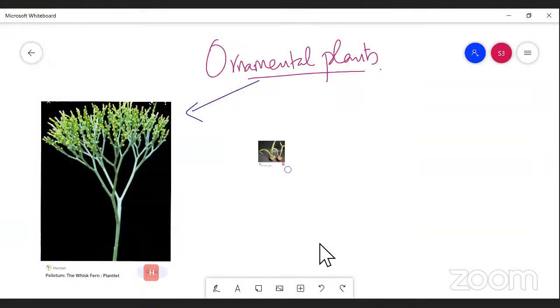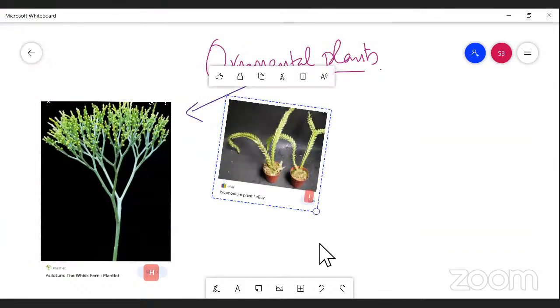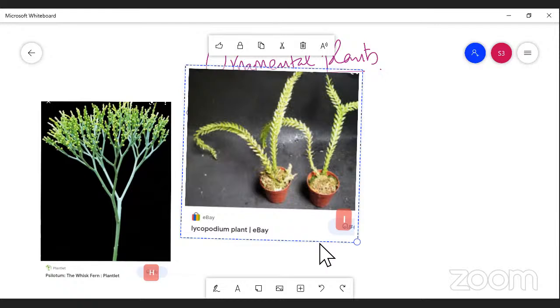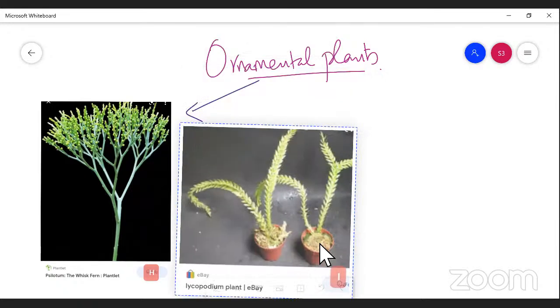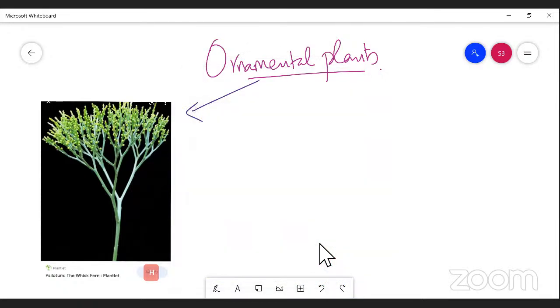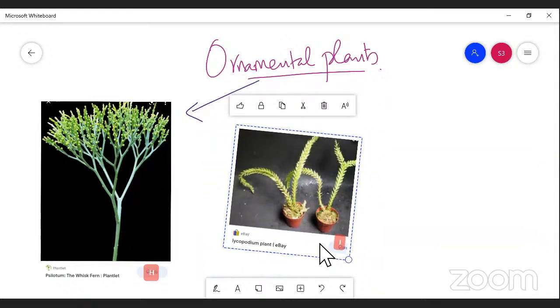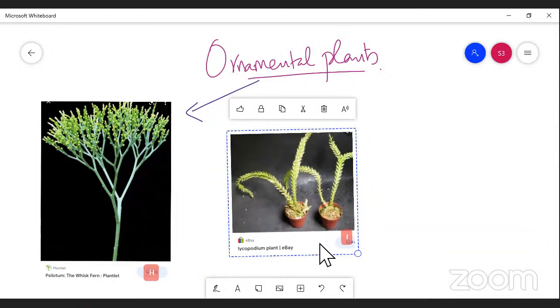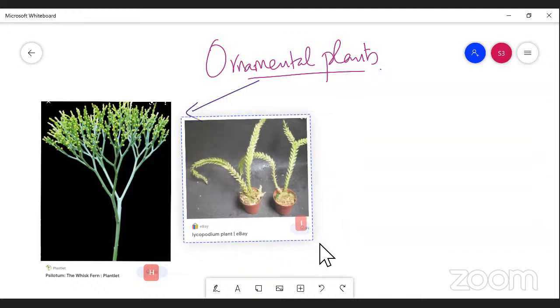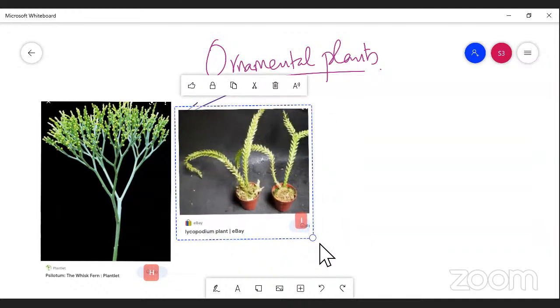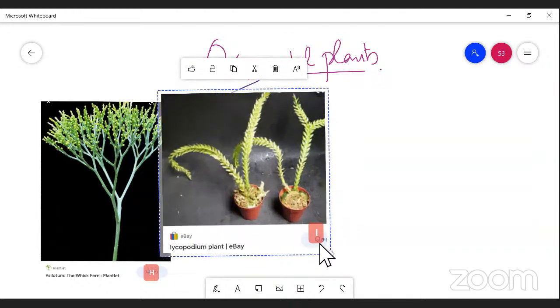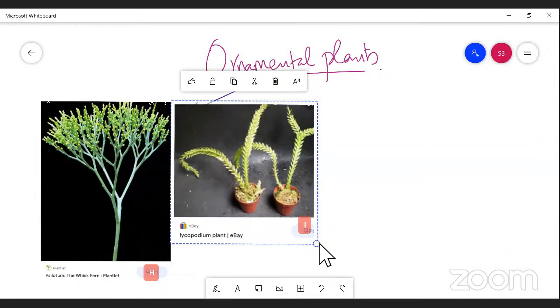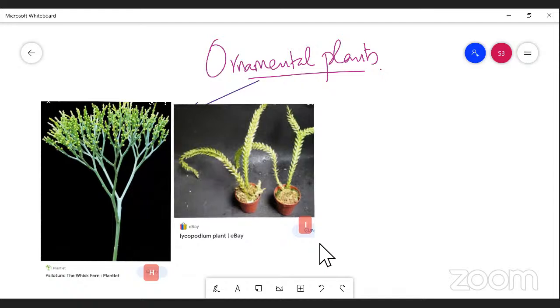Lycopodium plant, right? It is also grown for decorative purpose, my dear students. It can be grown in a pot, my dear students. The name of the plant is Lycopodium.